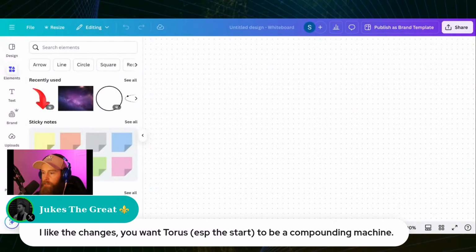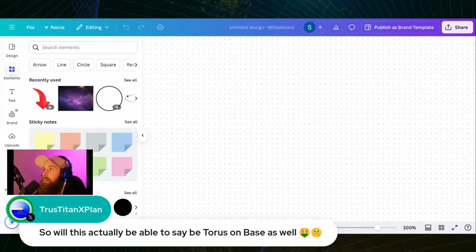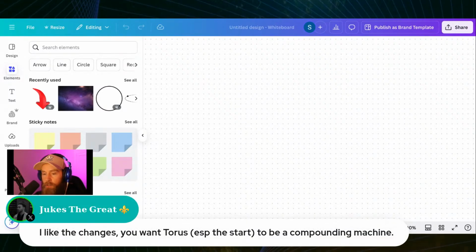Cool. And real quick, will this actually be able to say TORUS on Base as well? What I would say is, if there was something to end up on Base, it wouldn't be TORUS. It would be called maybe something different. But it could happen. Very well could happen. Could be 6 months down the road after TORUS launches. Could be a year. Could be a couple weeks. We'll see. So back to the compounding machine.